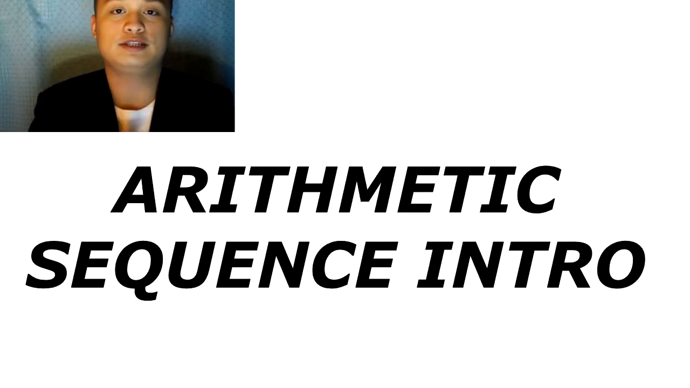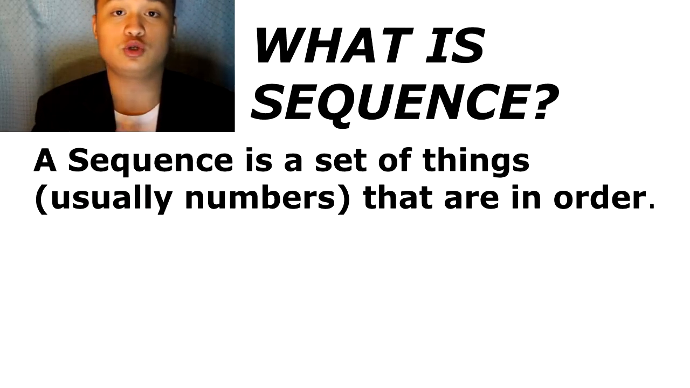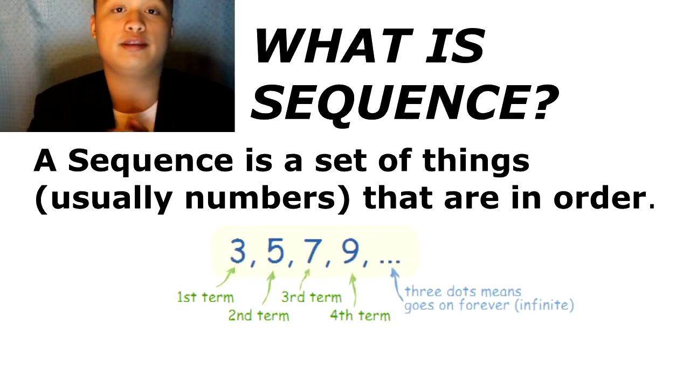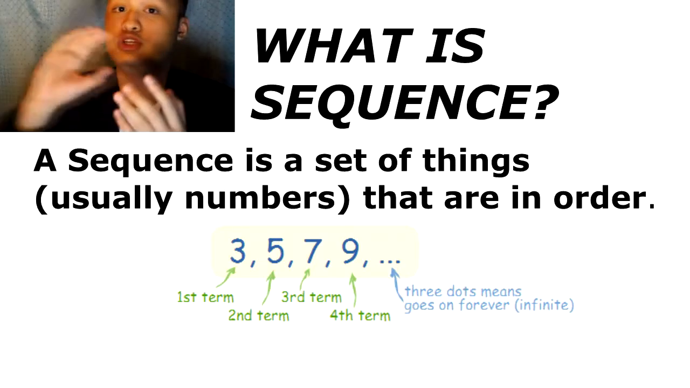Hello, in today's lesson we will talk about arithmetic sequence, but before I continue, let me introduce to you what is the meaning of sequence. A sequence is a set of things that usually use a number that are in order. Down below we have an example of a sequence: 3, 5, 7, 9, and as you notice, after the 9 there are 3 dots. It usually indicates infinite or continuously.